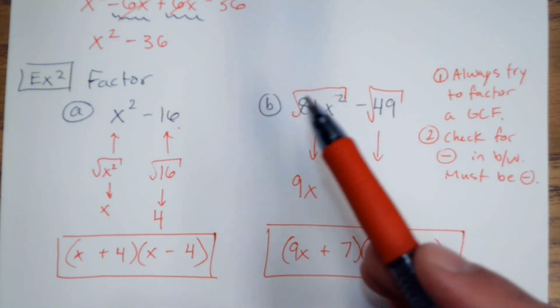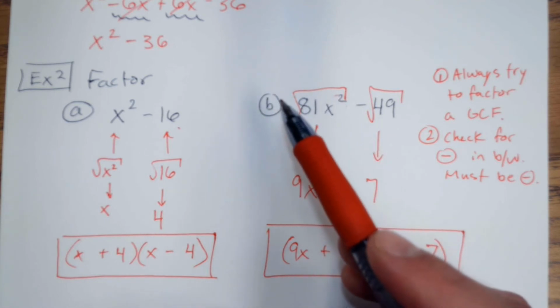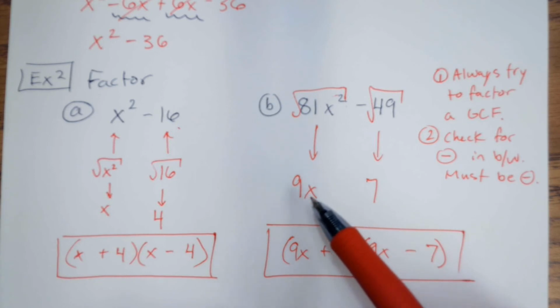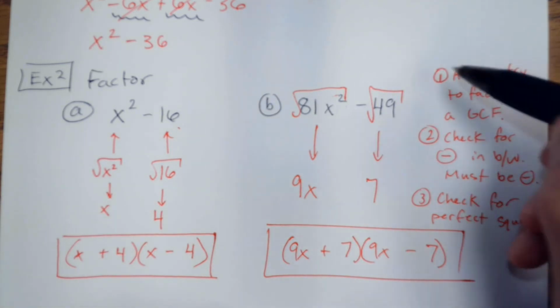Is this a perfect square? Meaning when I square root, I get a whole number or a whole term. So check for perfect squares. Those are the three things that I'm doing.